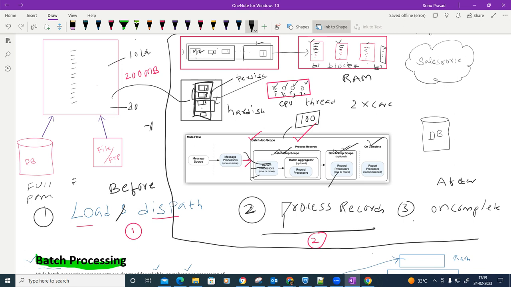Okay, so this is about the batch processing theory. In the next session, we will see the demo of batch processing. There I can show you where the data is stored on your hard disk, and what the batch aggregator is and the importance of the aggregator. I can tell you these while executing the demo. Thank you so much.